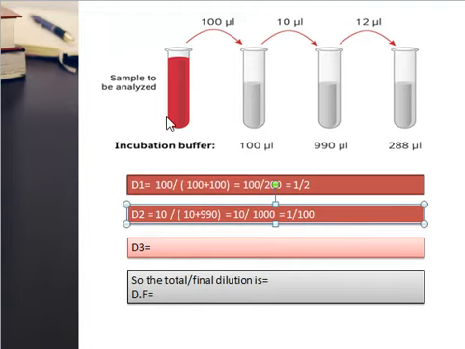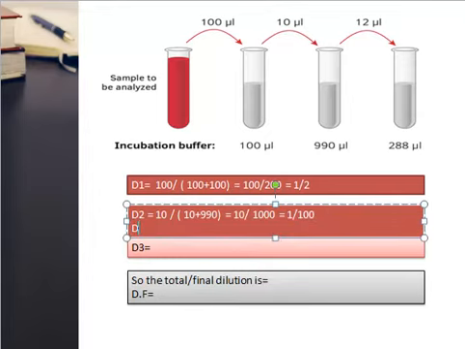So we can't say the dilution of tube 2 is 1 over 100 and stop there. We should mention that the final dilution of tube 2 should be 1/2 multiplied by 1 over 100, which means 1 over 200.